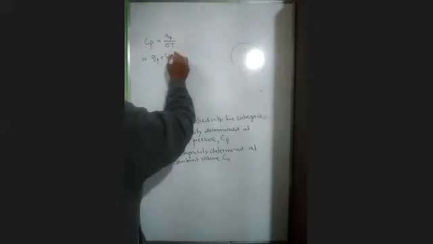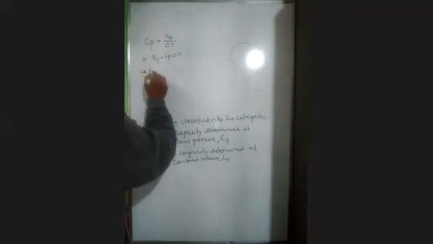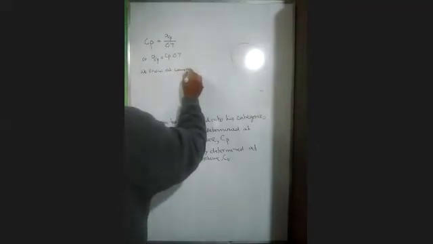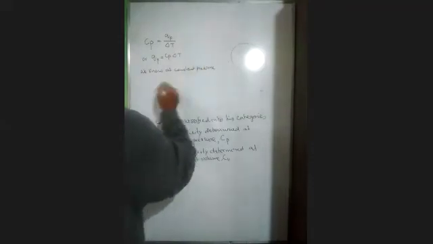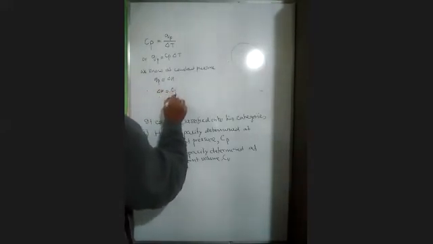Now we can write that Cp is equal to Qp divided by delta T. Or you can write that Qp is equal to Cp into delta T. Okay, see now, we know at constant pressure Qp is equal to delta H, that you have already done that day. So therefore you can also write that delta H is equal to Cp into delta T.